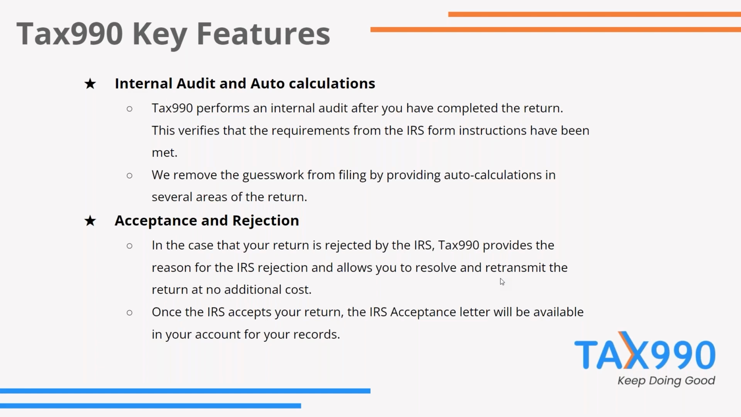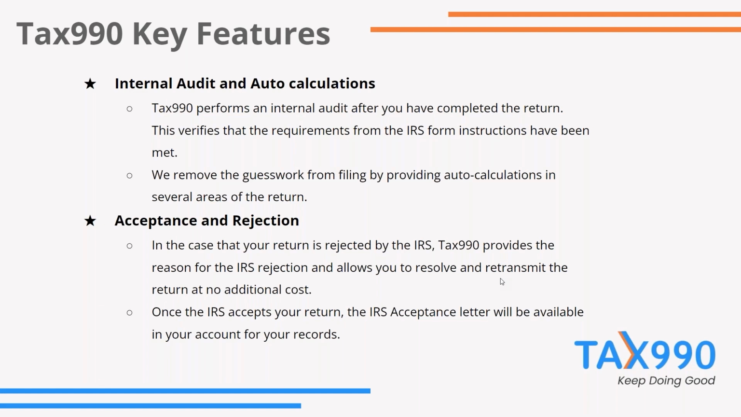So in the case that your return is rejected by the IRS, Tax 990 provides the reason for the IRS rejection and allows you to resolve and retransmit the return at no additional cost. For example, if the IRS rejects your return because the tax year provided does not match what the IRS has in their database, you'll be able to edit the information on the return and retransmit it. Also, as mentioned, if you indicate that you are a private operating foundation and the IRS says, no, you're not, you're a non-operating foundation, you can edit that and retransmit your form.